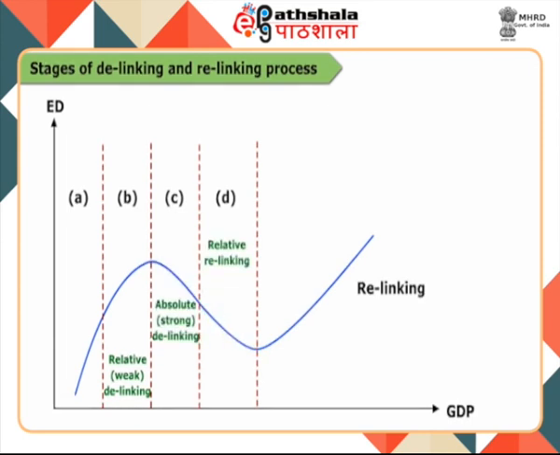But after a certain level of income is reached, the relationship between economic development and pollution becomes positive again. As we can see in area D, relinking process starts to build up, and finally in area E, we can see again a positive relation between ED and GDP. If the last stage of relinking does not take place, area E in the figure, one can identify the inverted U-shaped relationship between environmental degradation and economic development as posited by the EKC phenomenon.